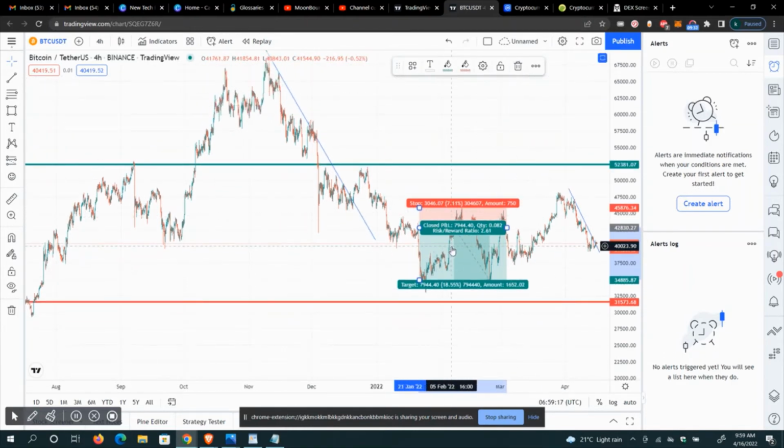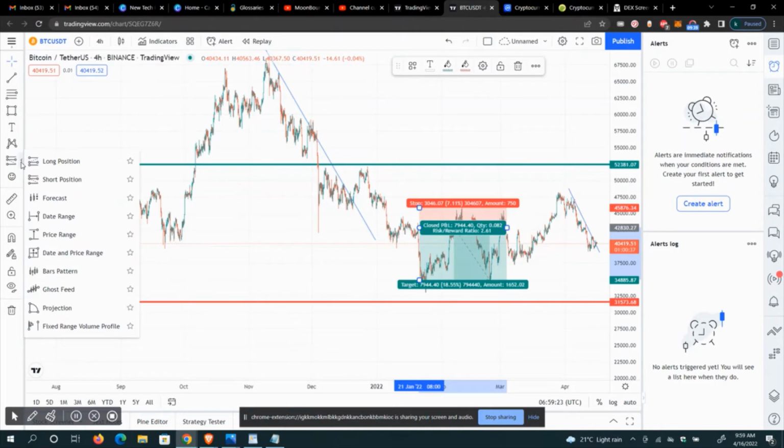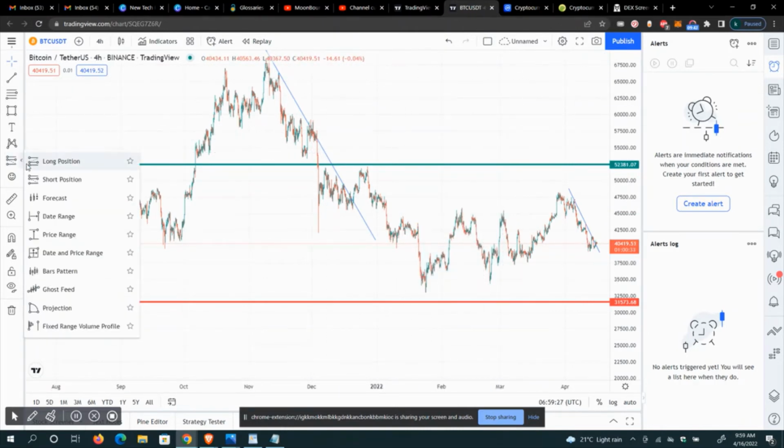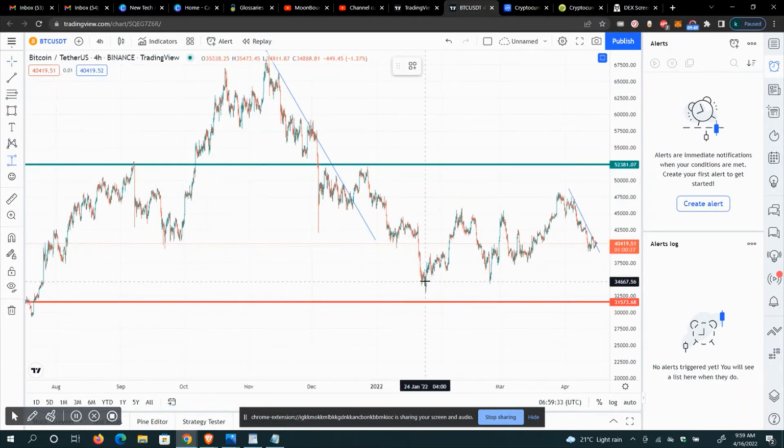This is a short risk reward ratio. The other one I use is the long position risk reward ratio tool. So you also have these tools, while we have the price range. It's also like the risk reward, but let's say you want to know the price from here to here, how many percent it is.